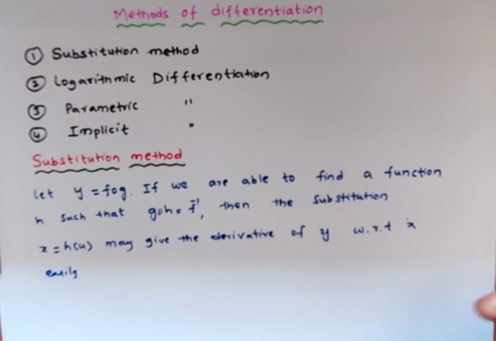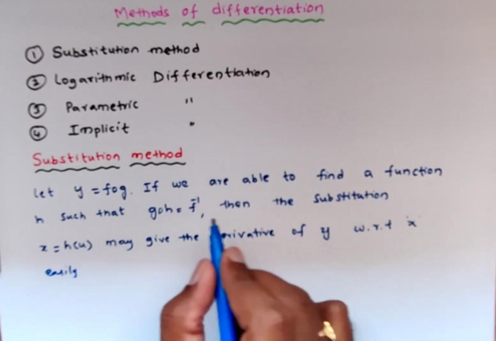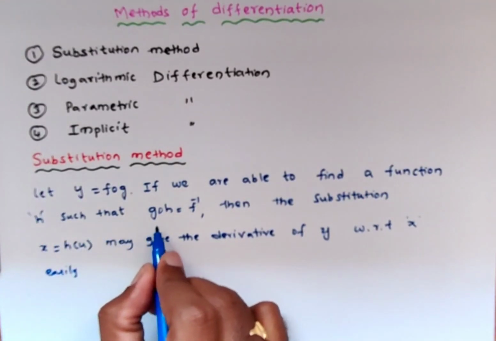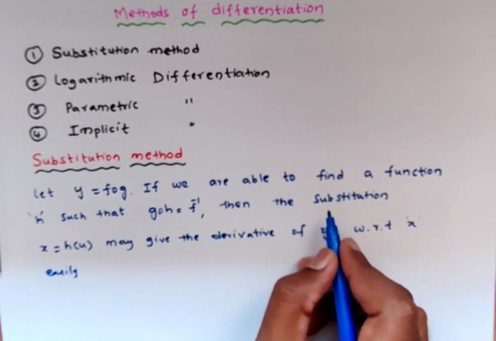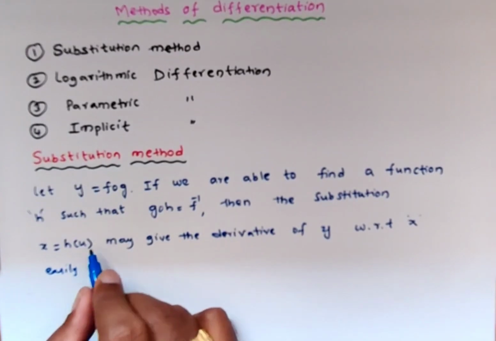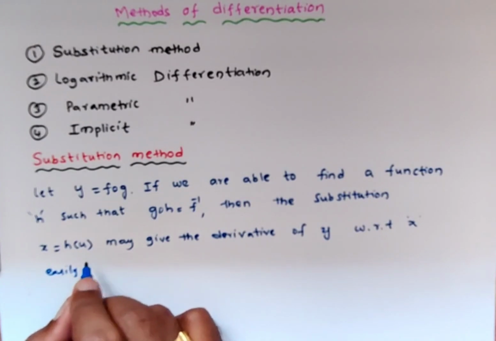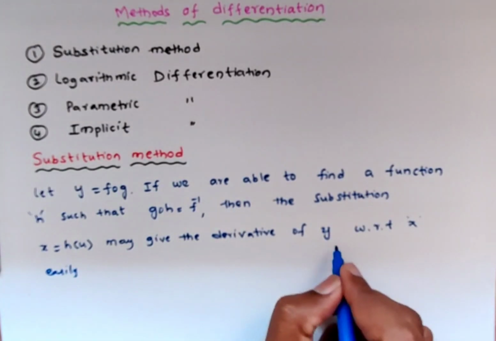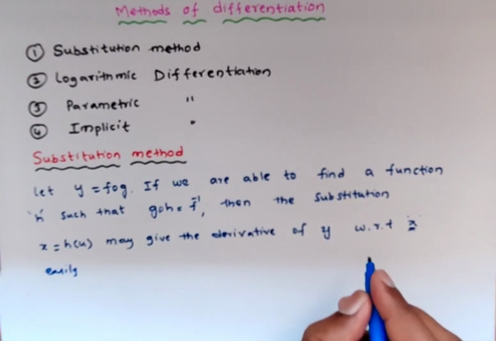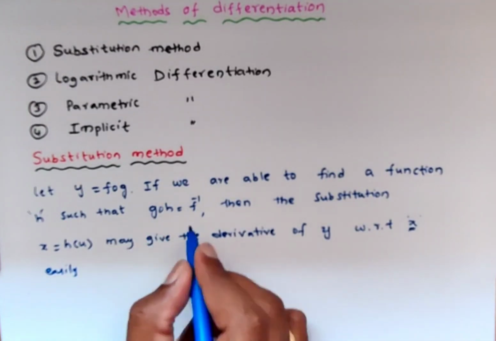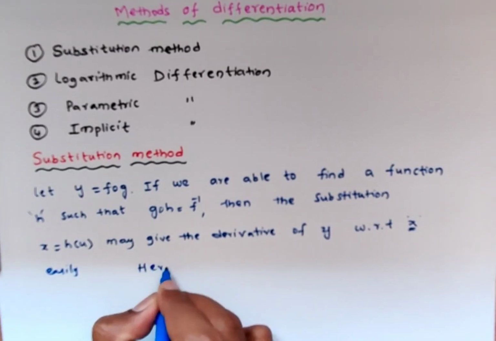See the method. If y is f compose g, if we are able to find a function h such that g compose h is f inverse, then here the substitution may exist like x equal to some function in terms of u or t or some other variable. So it is like x equal to some h of u. So this may give the derivative of the given function y with respect to x easily. Here f, the inverse exists, means f is compulsorily a bijective function.